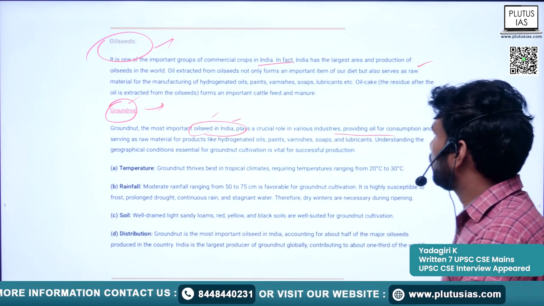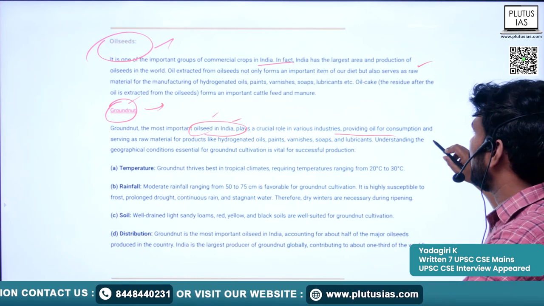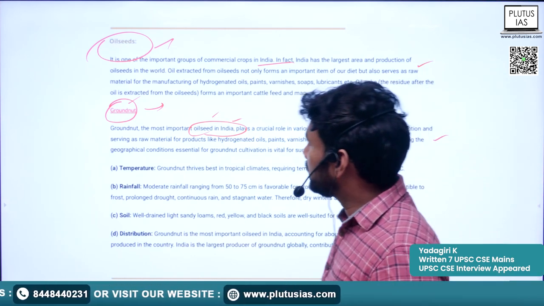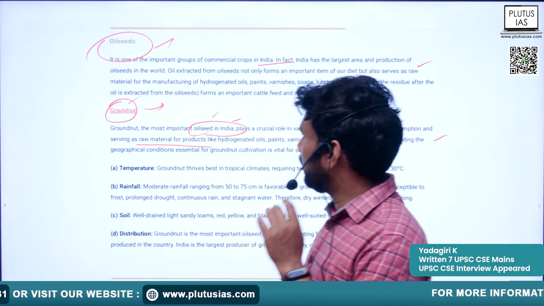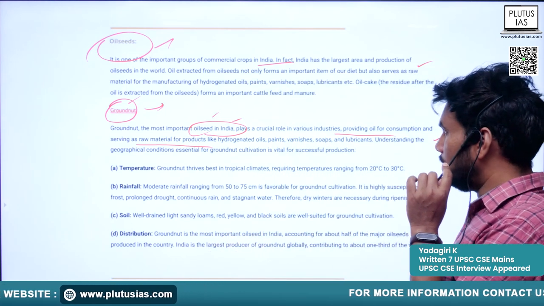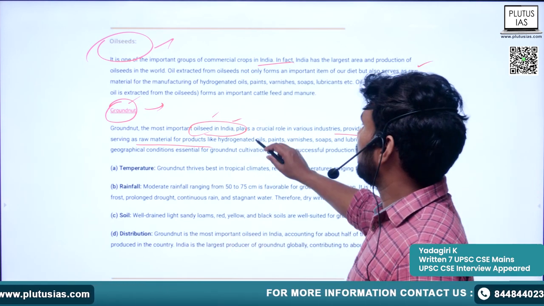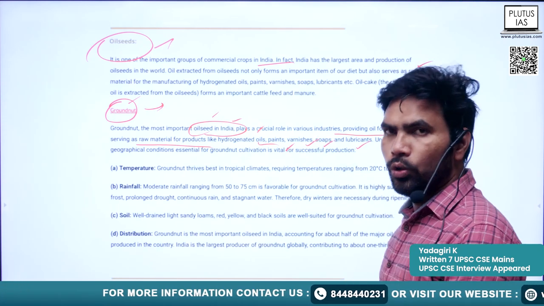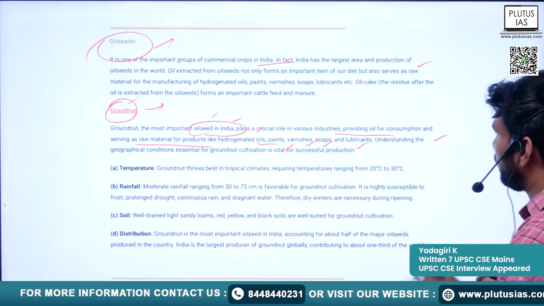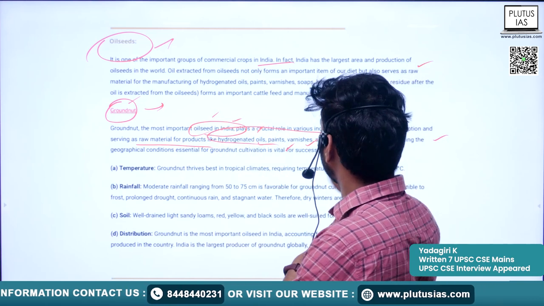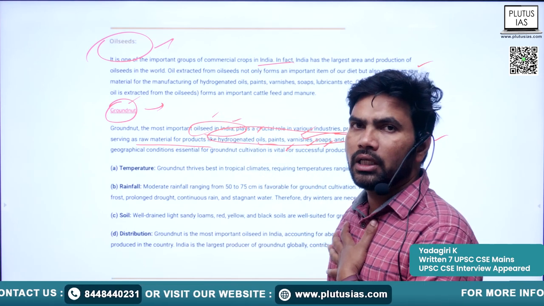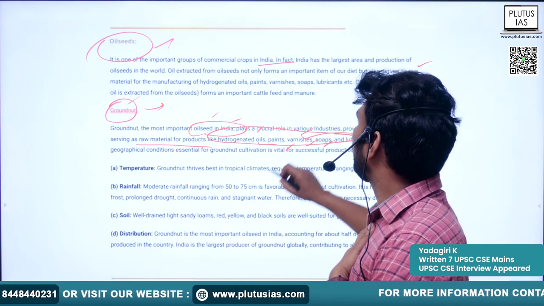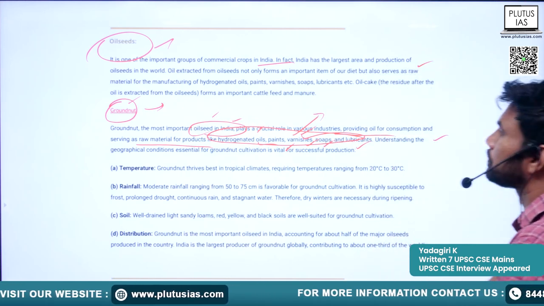It plays a crucial role in various industries, providing oil for consumption and also serving as raw material for products like hydrogenated oils, paints, varnishes, soaps and lubricants. So try to remember these industries and products also. Oil serves as a primary raw material for all these products.